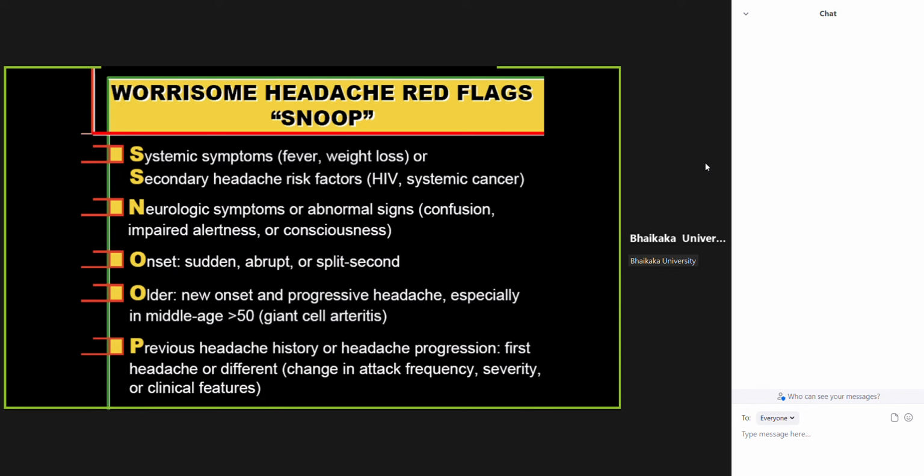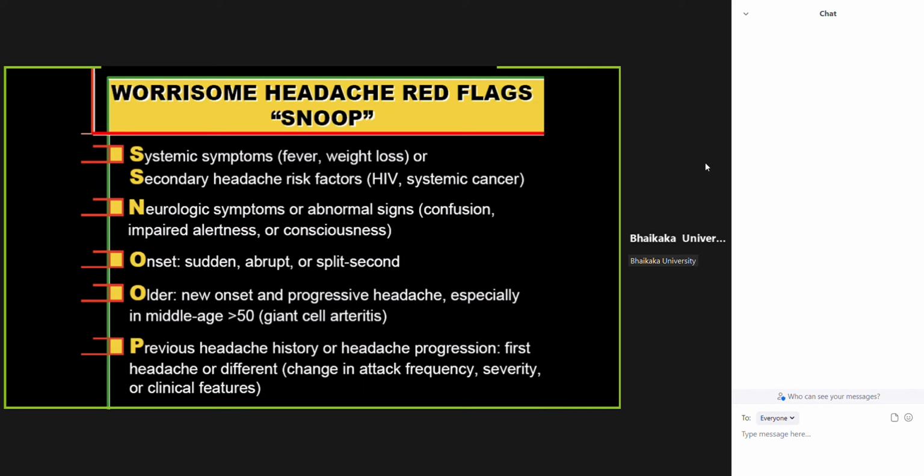When the patient has a past history of headache and the history is progressive, increasing in severity, like, "Sir, earlier I had headache only once a month, but now it is once a week or even daily, and the severity has also increased." So change in frequency, change in characteristic, change in severity, change in duration. You should think that the patient might have developed some secondary cause.